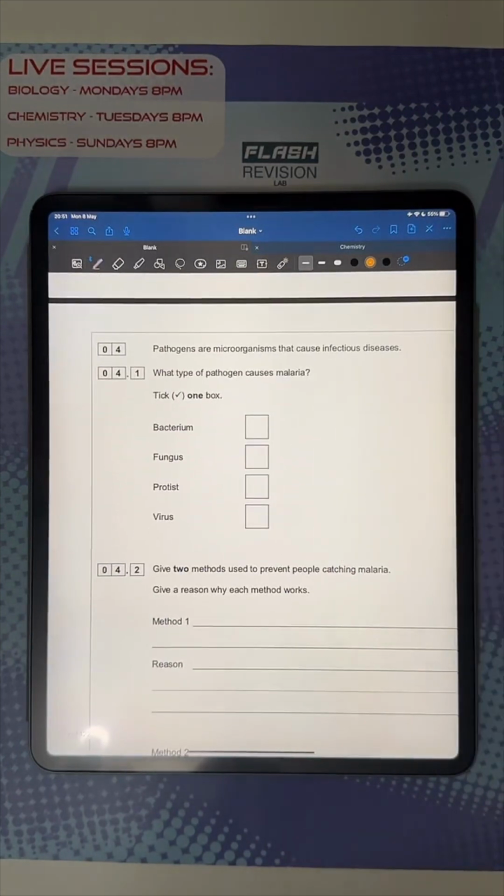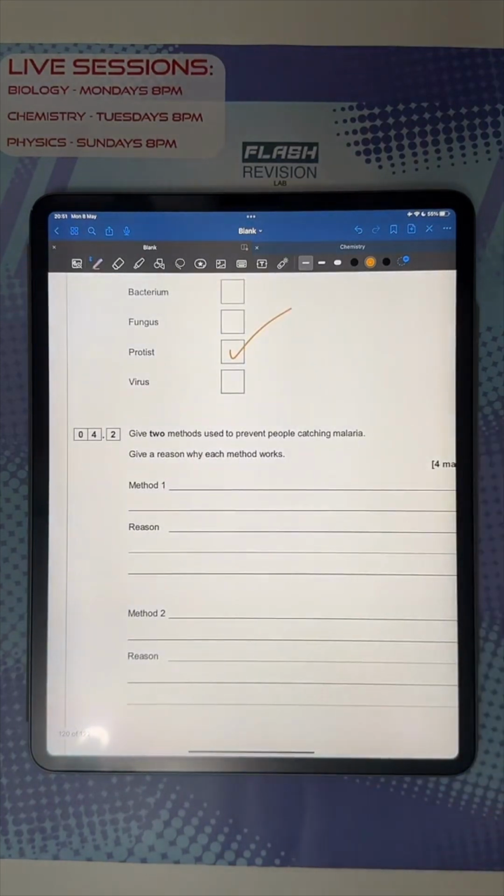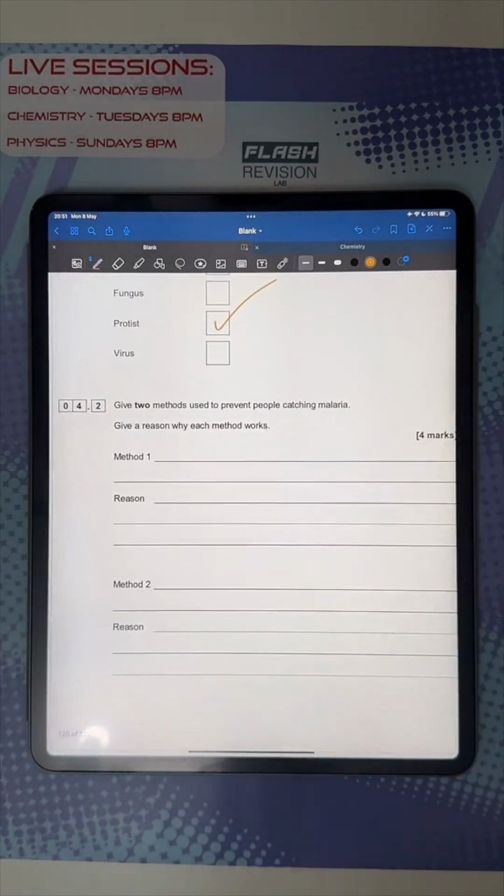All right, next one. What type of pathogen causes malaria? We've done this already. Protist. Two methods to prevent people catching malaria. We gave 2 methods, but we didn't give a reason for why each method works. So let's try and talk about some of these.